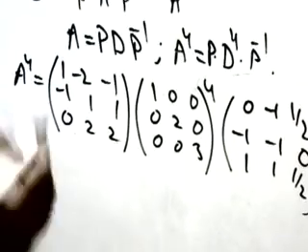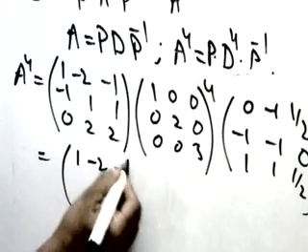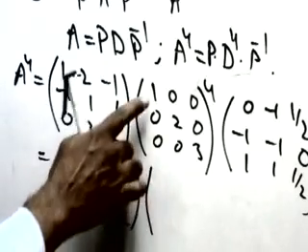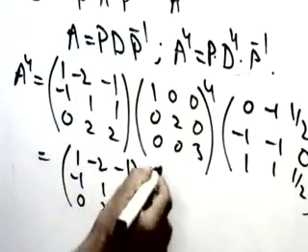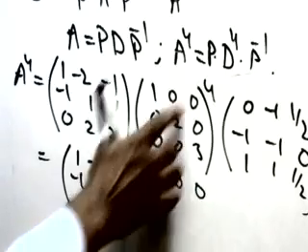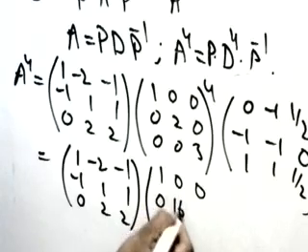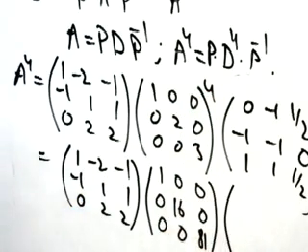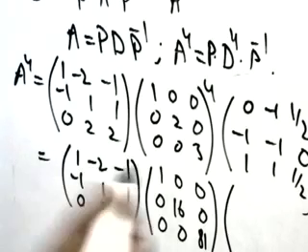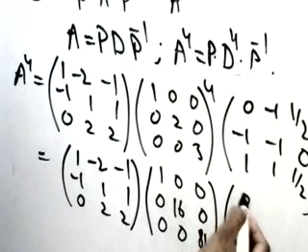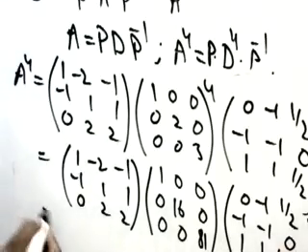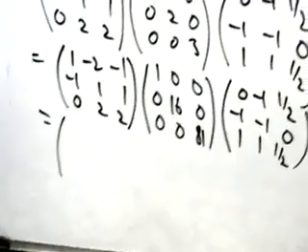Now see here, we have to change this one now. We write P as it is: 1 minus 2 minus 1, minus 1 1 1, 0 2 2, into, now we just have to apply the power. 1 power 4 will be 1 0 0 0. Now 2 power 4 will be 16, and the rest are 0 0 0. 3 power 4 will be 81, into P inverse as it is: 0 minus 1 1 by 2, minus 1 minus 1 0, 1 1 1 by 2. Now the little work left, you try by yourself.